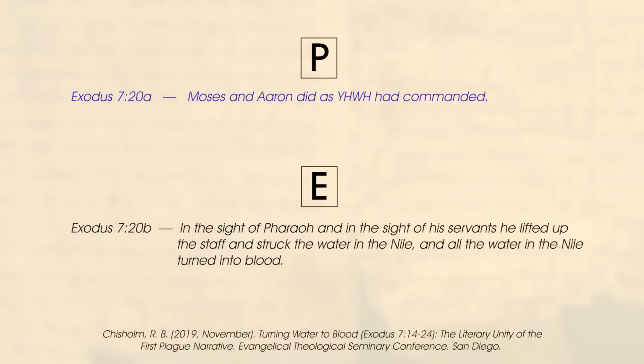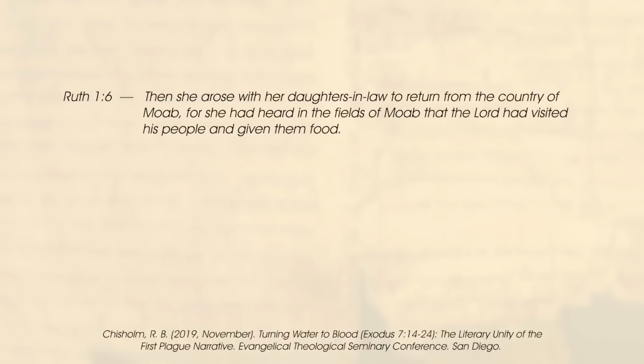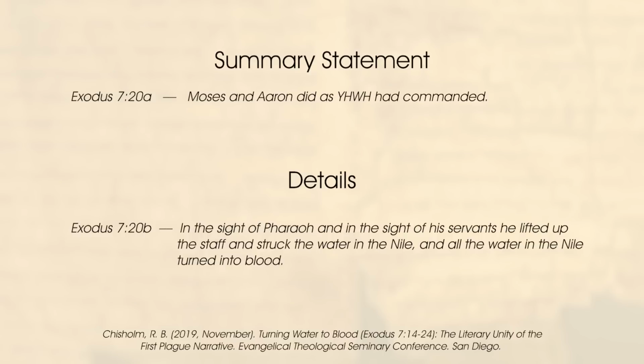But Robert B. Chisholm Jr. notes, often in Hebrew there is a pattern of a summary statement followed by it being fleshed out in detail. In Ruth 1 it states that Naomi arose with her daughters-in-law to return to the country of Moab. But then this event is fleshed out in more detail in the following verses. The same pattern is observed in the plagues narrative. So this is not necessarily a repetition, but a common Hebrew style of giving a summary followed by the details fleshed out.